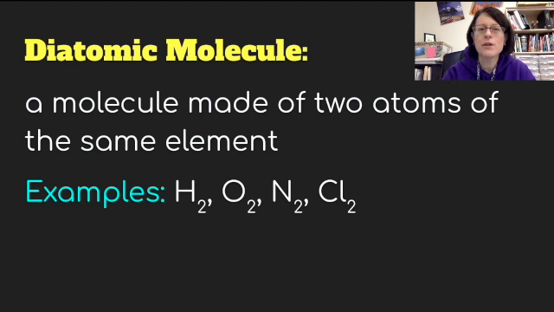We have what are called diatomic molecules. These are molecules made of two atoms of the same element. Some examples are H2, O2, N2, and Cl2. These are always found in nature as diatomic molecules. You will never find them as just single atoms naturally.